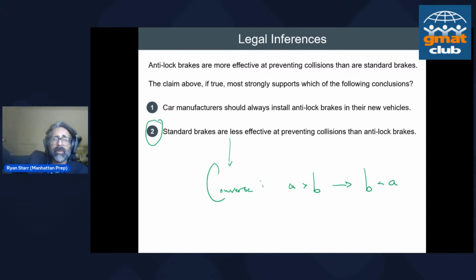That claim up there is from the point of view of anti-lock brakes. 2 is from the point of view of standard brakes, and it's saying the reverse, but it is, of course, saying something that is equally true, and that's what you want in an inference answer. Something that is not going to rock the boat, not going to say anything new.